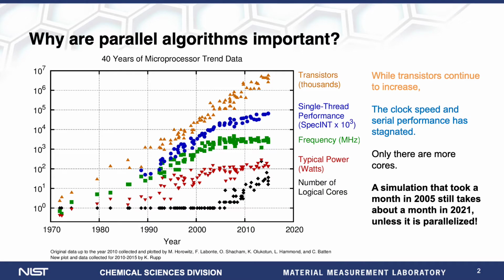So why are parallel algorithms important? Well, it's because while the number of transistors and microprocessors continues to increase over the years, the clock speed and single-thread performance hit a plateau around the year 2005. Processors aren't getting much faster anymore, they simply have more cores. And this means that a single serial simulation that took a month in 2005 still almost takes a month in 2021, unless it is parallelized to take advantage of multiple cores.